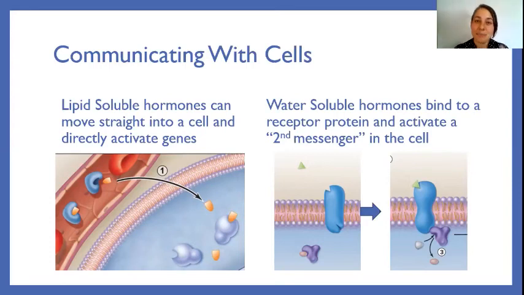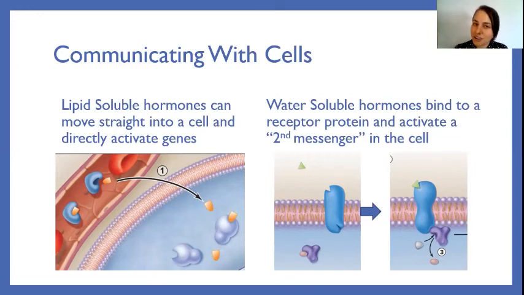So you're going to have a lipid layer forming your cell wall. And whenever a lipid-soluble hormone comes up, it's able to just travel right into the cell very easily because it's lipids and lipids. Everybody gets along. So those go directly into the cell and activate the genes.